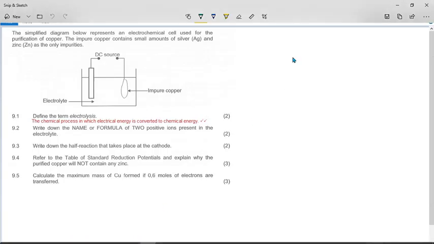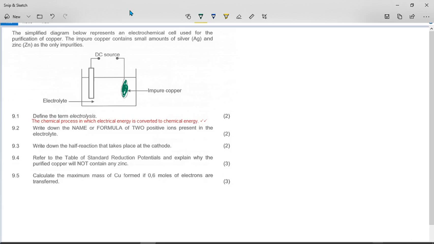All right, here is the September trial exam, or the November 2020 paper 2 question on the other half of electrochemistry. This is the electrolysis half of electrochemistry. It says the simplified diagram below represents an electrochemical cell used for the purification of copper. The impure copper, here's my impure copper over here, contains small amounts of silver and zinc as the only impurities.